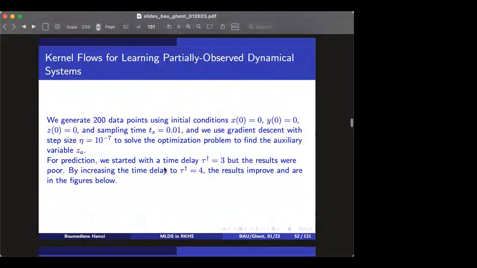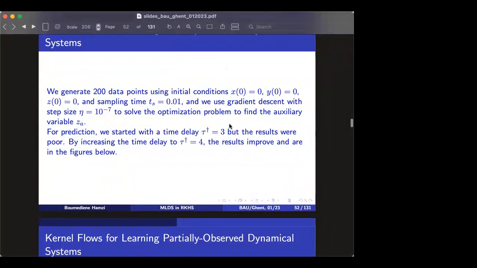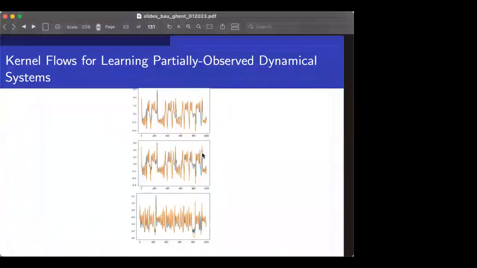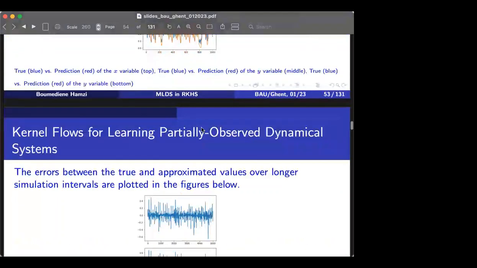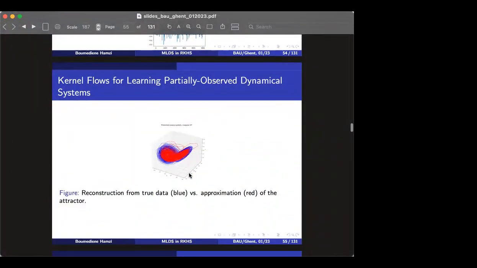Also, we notice that one needs to increase the time delay from 3 to 4, and you see it works quite well. So this is what happens with learning partially observed dynamical systems in the case of Lorenz. These are the errors, and this is the attractor. The blue is true, and the red is the approximation.